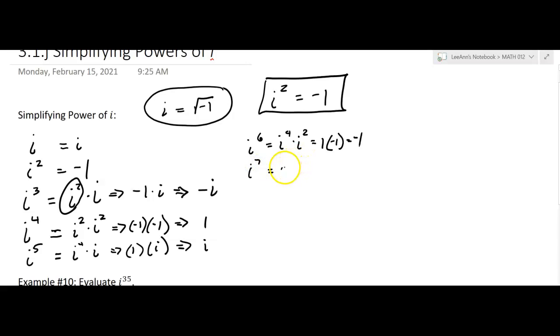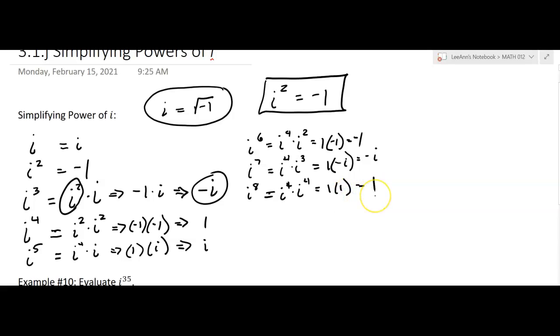What if I had i to the seventh? Well, that would be i to the fourth times i cubed. But i to the fourth is 1, and we already know i cubed. It's right there, -i. And then we get i to the eighth. That would be i to the fourth times i to the fourth, which would be 1 times 1, which would be 1. So what I'm going to show you here is that it's cyclic.